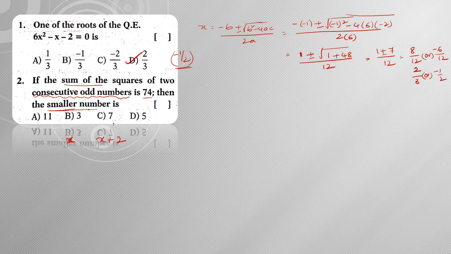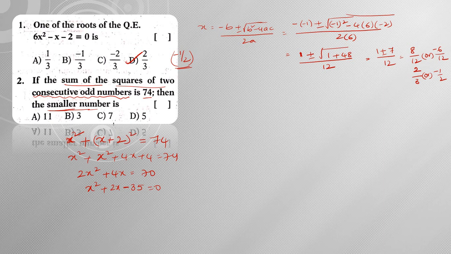Now if the sum of the squares of the 2, sum means plus, so this becomes x square, and this becomes x plus 2 whole square. So this is equal to 74. From this I can write x square plus 4x plus 4 is equal to 74. This I can write as 2x square plus 4x is equal to 70. Now in the 2 table, if I cancel it out, x square plus 2x minus 35 is equal to 0. So it can be 7 or 5.